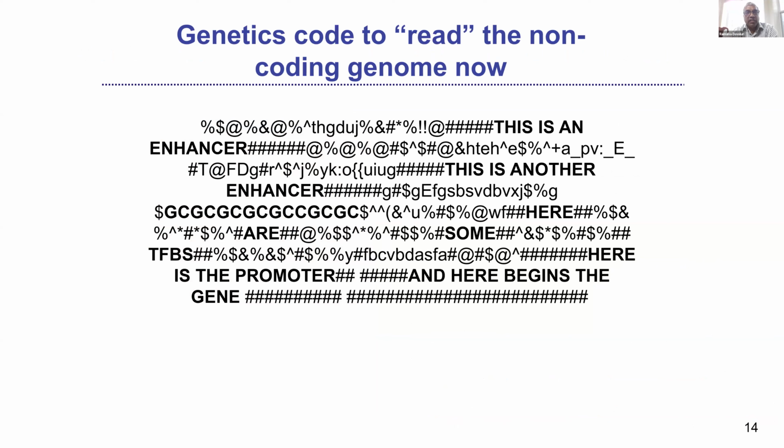Usually, this is what we have. There is some DNA sequence which we don't understand. I put these marks, like symbols, and then we say, this is an enhancer. And again, some sequence we don't know anything about. And there is another enhancer. And then we continue, and we may find something like GC something, maybe a P53 binding site or binding site of some other transcription factor, we can say. And then again, go on, and then say, here is the promoter, TSS, core promoter, and here is where the gene begins. So this is mostly our understanding of the non-coding genome right now.